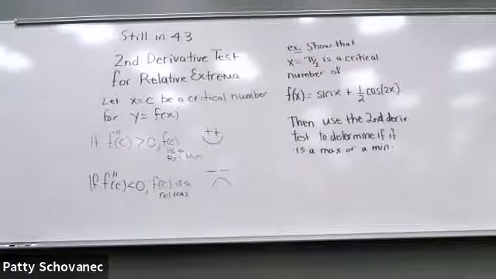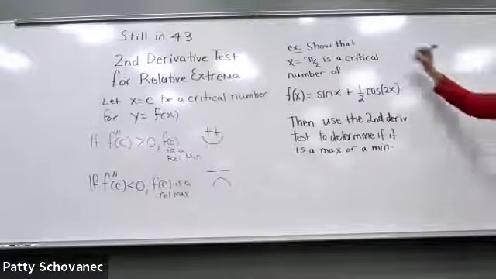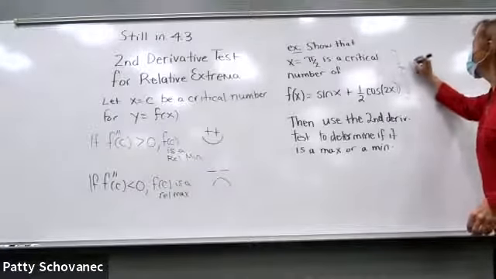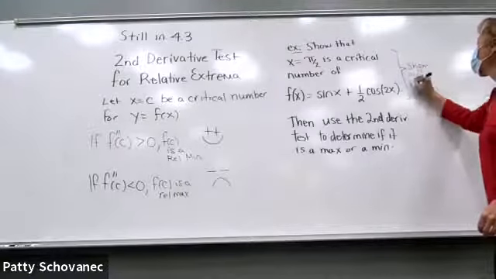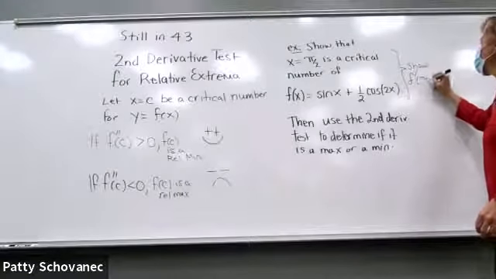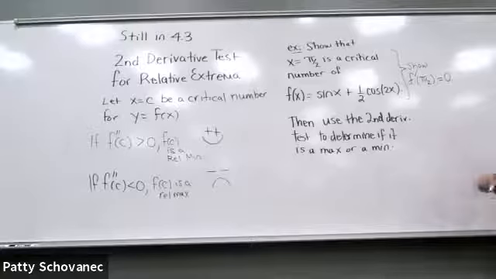Now this function is going to have a lot of critical numbers because it's a trig function. So I'm not asking you to find all critical numbers. Just show me that pi halves is a critical number. In other words, take the first derivative, plug pi halves in for x, and show that the first derivative is 0 there. So for this part, just show that f prime at pi halves is equal to 0.